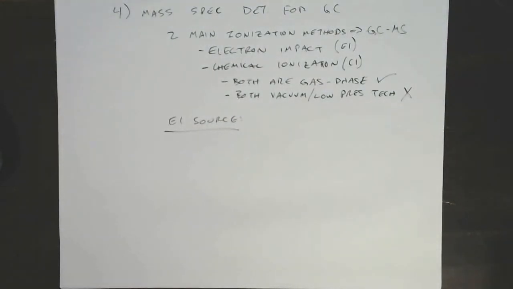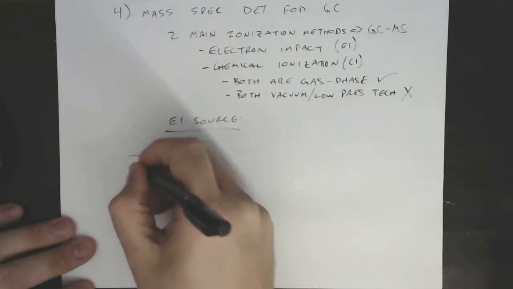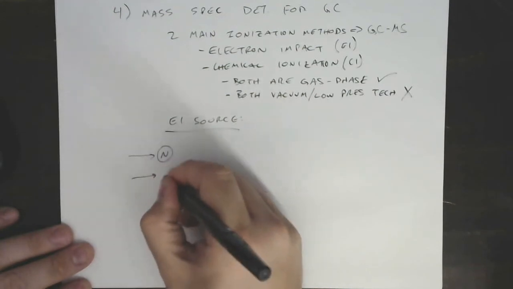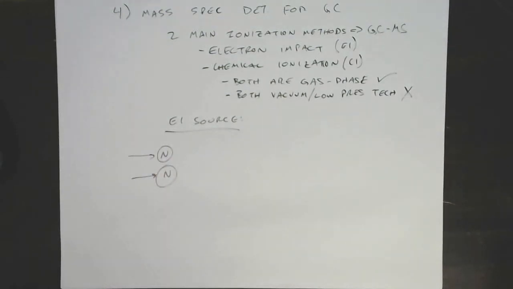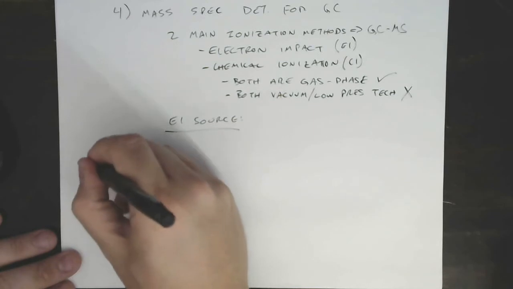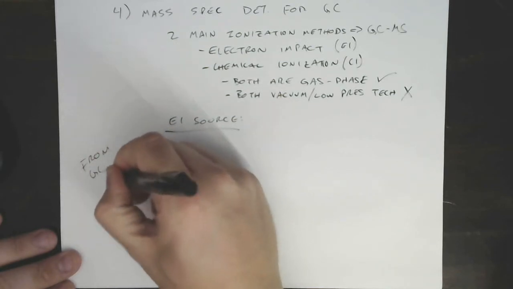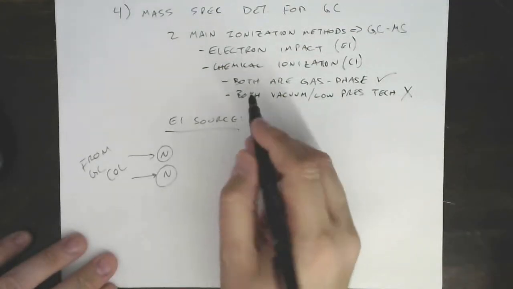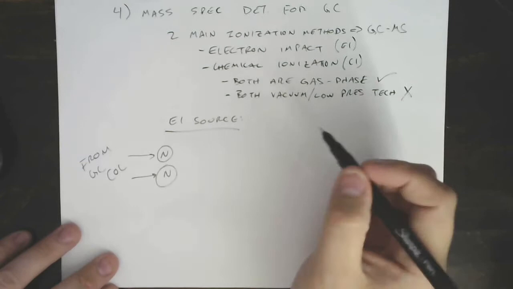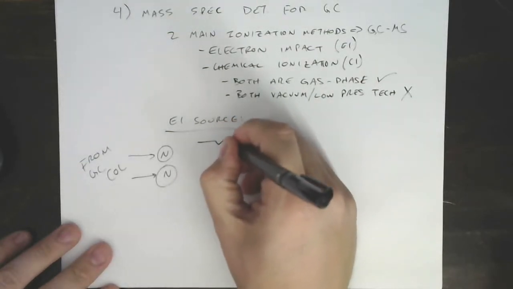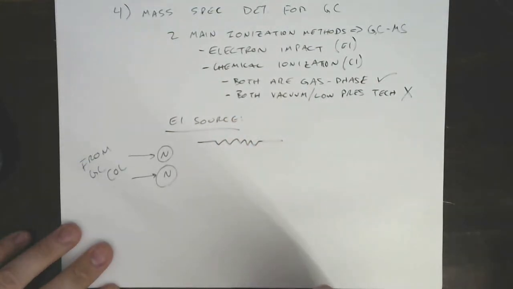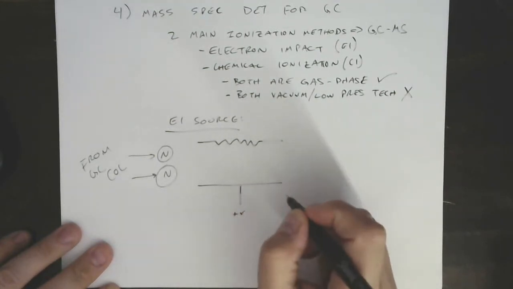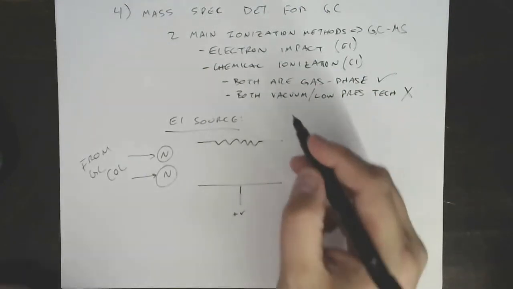So the electron impact source is a fairly simple thing. You have neutral molecules. Let's draw these as an N. So these things cannot be analyzed by mass spec because they have no charge. And this we'll assume is all coming from our GC column. So as molecules come off our column and they're neutrals, they're going to enter this environment of the electron impact source. The electron impact source is really straightforward. It's a resistive heater, and it is an electrode plus voltage.